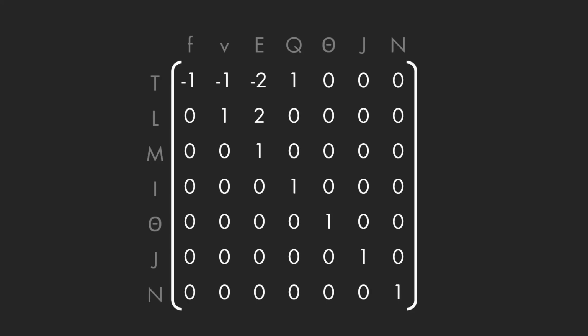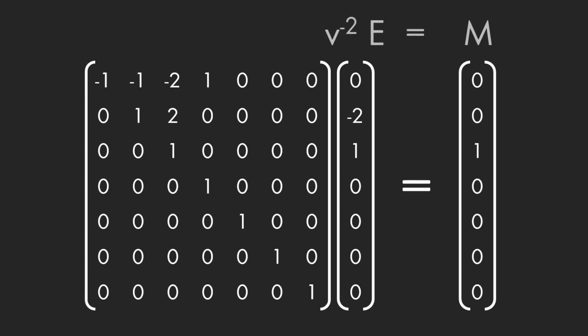Each row of this matrix represents one of our SI base quantities, and each column represents one of our new base quantities written in terms of SI. The first column is the SI vector for frequency, the second is the SI vector for velocity, and so on. This matrix will allow us to convert any 7c's vector into an SI vector. For instance, if we put in the mass vector from earlier, we get the vector 0010000, which does indeed represent mass in SI.